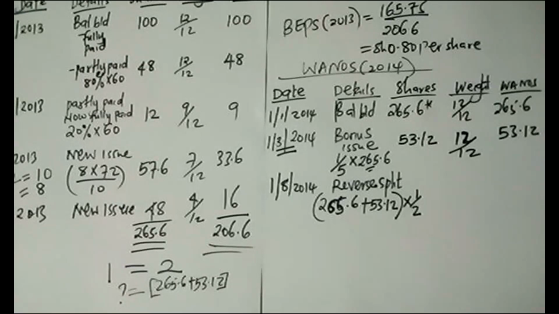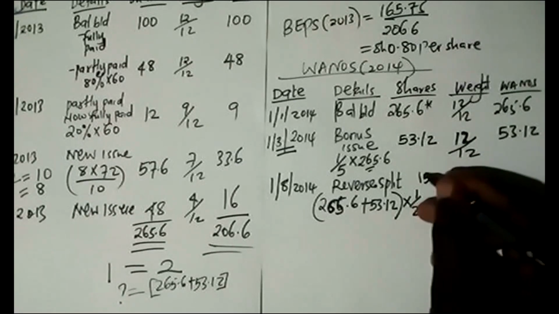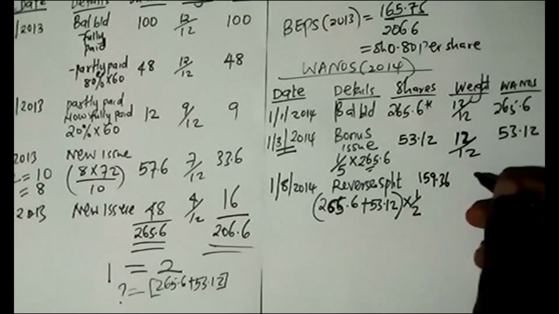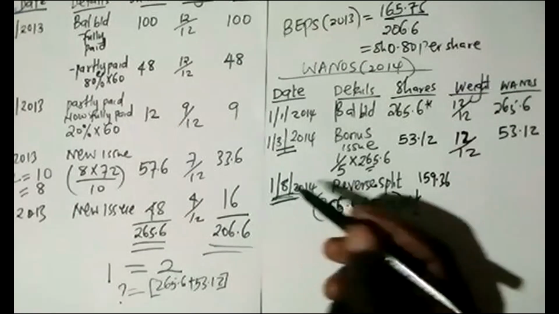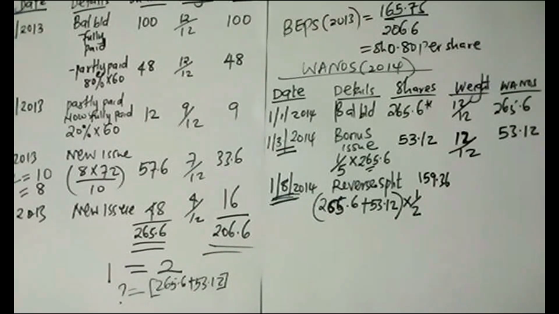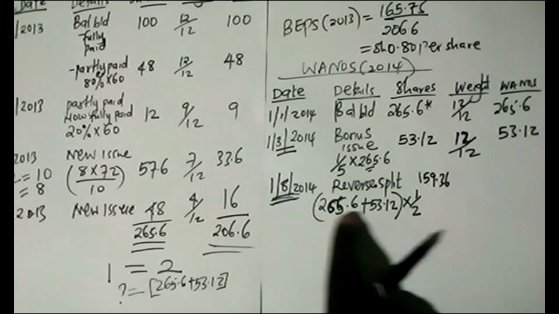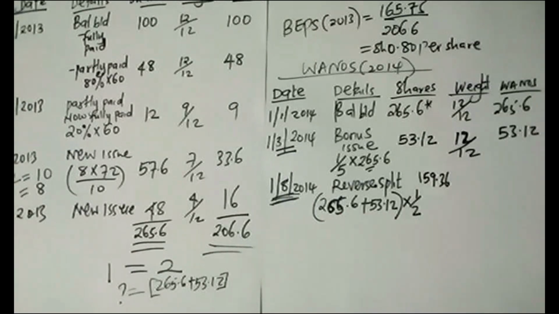So using my calculator here, that is 265.6 plus 53.12. You divide by 2. I'm getting 159.36. And remember that since the reverse split occurs in August, we don't have to consider from August when doing your weighing. So you consider from the time these shares were incorporated in the capital structure.